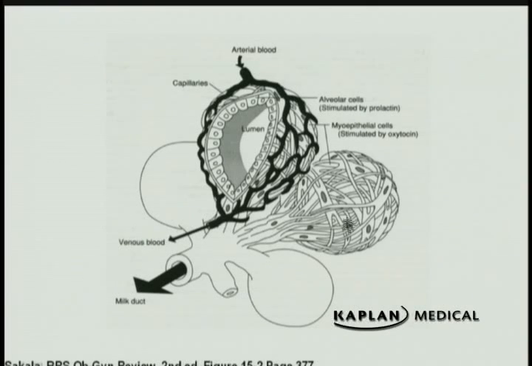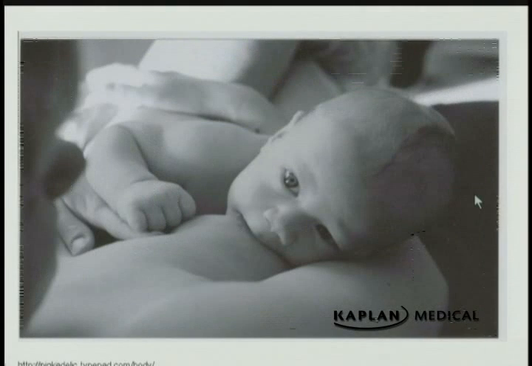And here are the myoepithelial cells. The blood vessels bring in the amino acids, the lipids, the carbohydrates from which the milk is formed. When oxytocin is released with suckling, these myoepithelial cells contract and eject the milk. And here we have a baby enjoying mama's breast milk.